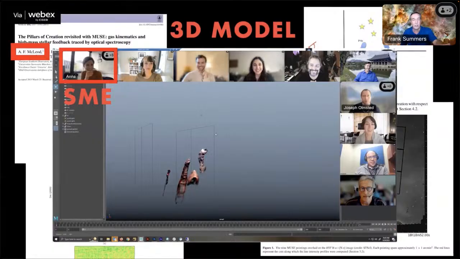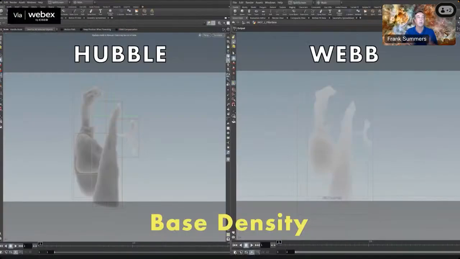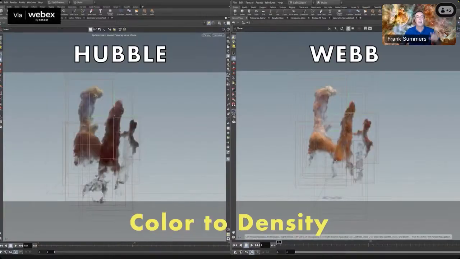Then we take these hard surface models and we want to turn it into dust with gas on top of it, okay? So this is the volumetric work, and we create a base density. We fill those pillars with particles. And we do more for the Hubble because it's denser for the Hubble and less for the Webb because it is more transparent for the Webb. Okay, then we apply the images and give those particles color from the images of Hubble and Webb.